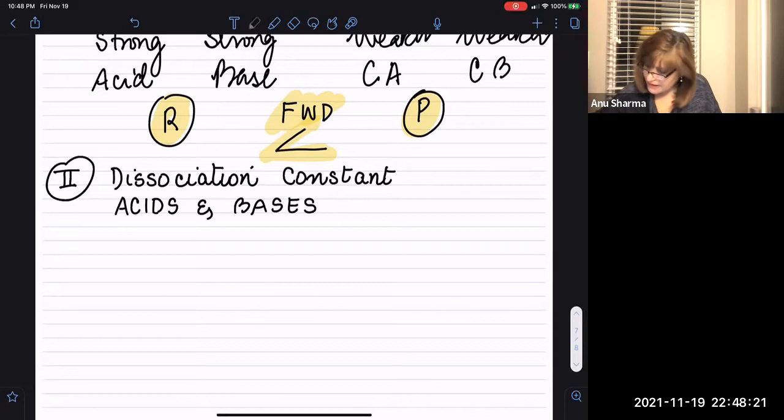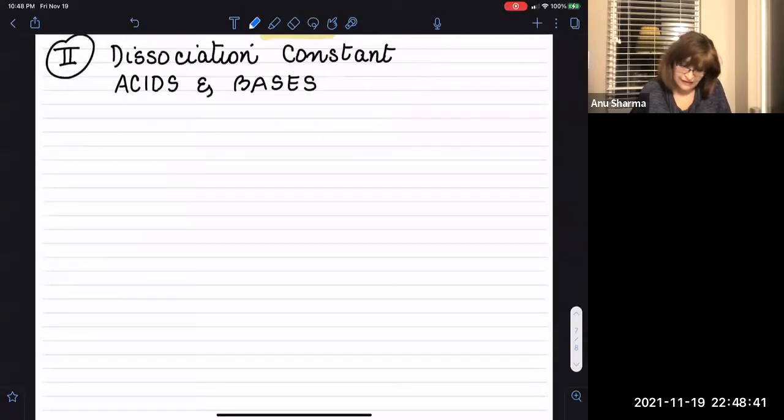So here we see this. How do you determine it? Well, we understand this is a strong acid, this is a strong base, that's fine. But mathematically, how do you quantify it? How do you get the amount of strength? How do you know that? Look at this.